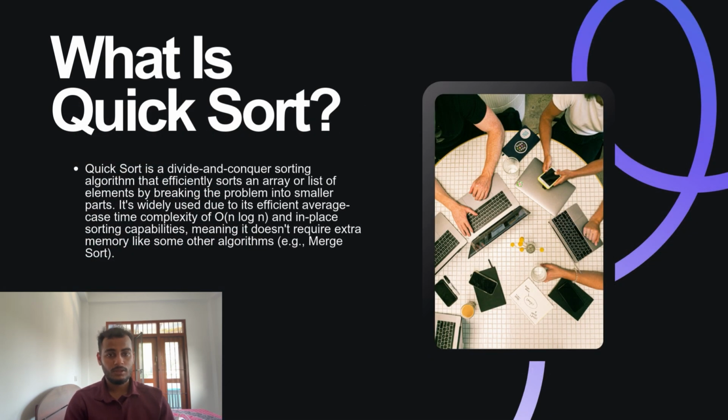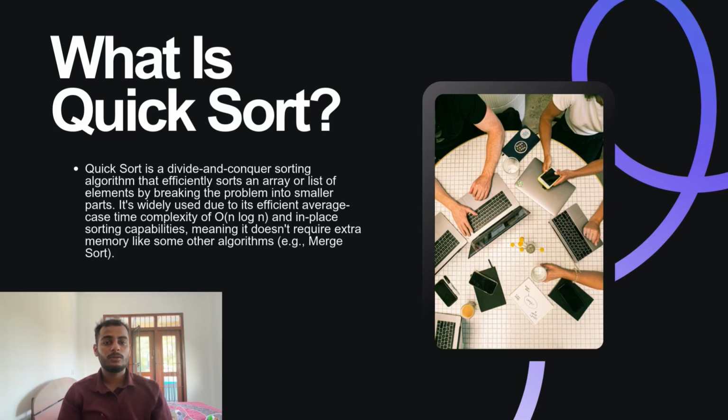So what is quicksort? Quicksort is a highly efficient and widely used sorting algorithm based on the divide and conquer approach. It was developed by Tony Hoare in 1959 and is one of the fastest sorting algorithms in practice. Quicksort works by selecting a pivot element from an array, then rearranging the elements so the smaller elements are placed before it and larger elements after it. This process is repeated recursively for the subarrays until the entire array is sorted.